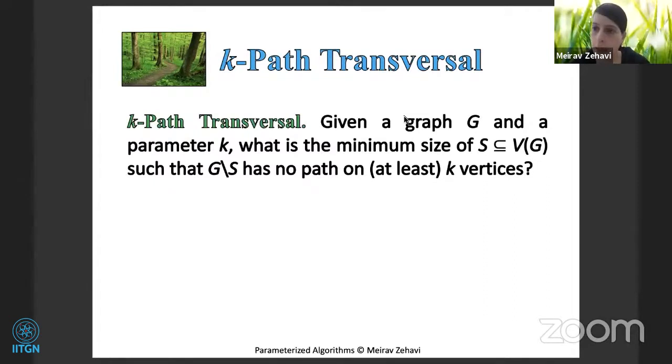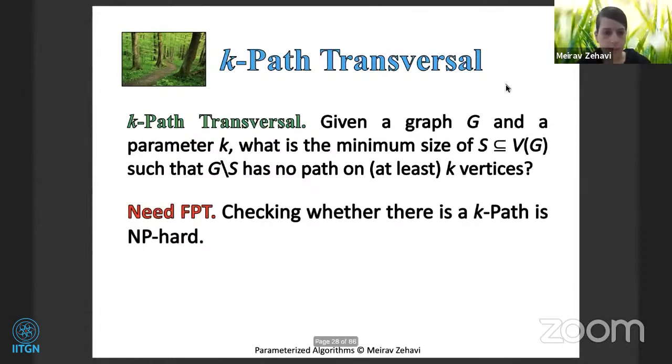Notice again that here k is the parameter, not the solution size. What we want to minimize is the size of the set S, the number of vertices that we remove. And k is the size of the paths that we want to hit. So again, it is like a structural parameter. Okay, good. For this problem, we need an FPT approximation, because even checking whether there is a k-path is NP-hard. Even if you want to check whether the solution size is 0, which means you need to know whether the graph already doesn't have any path on k vertices, or whether it still has one and then the solution size is at least 1.